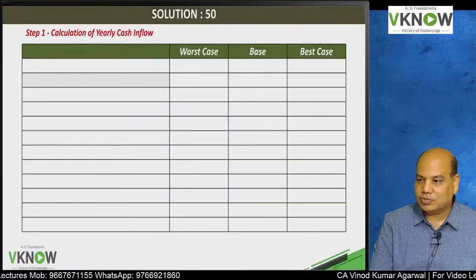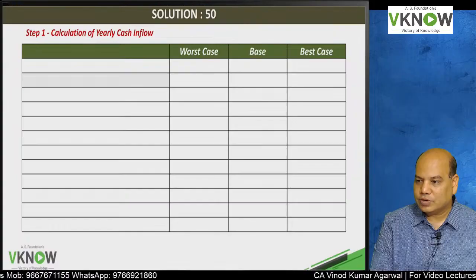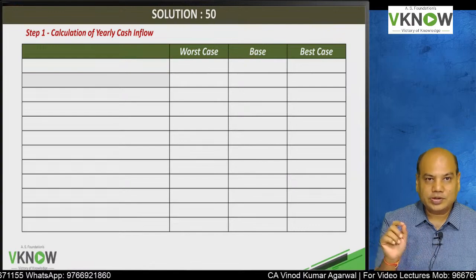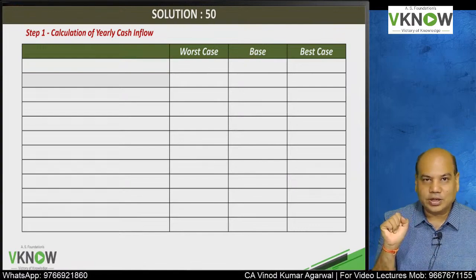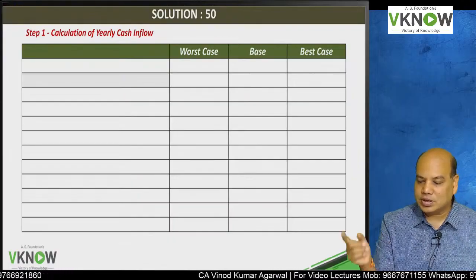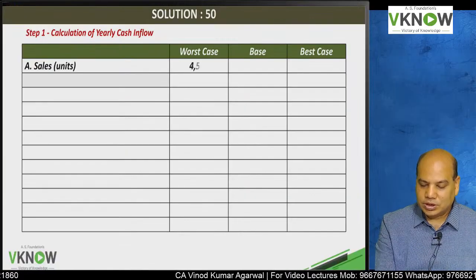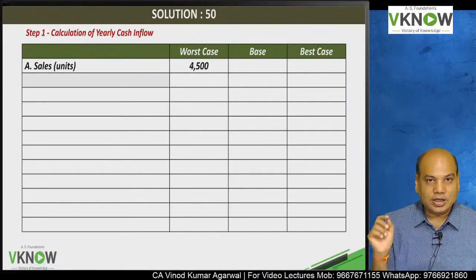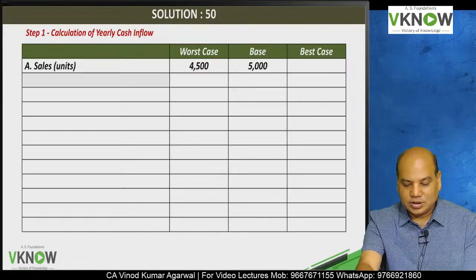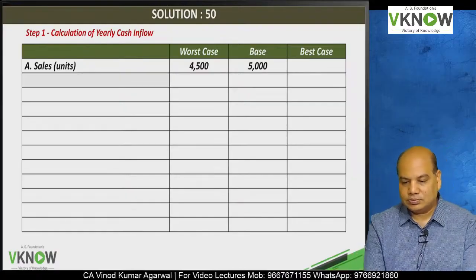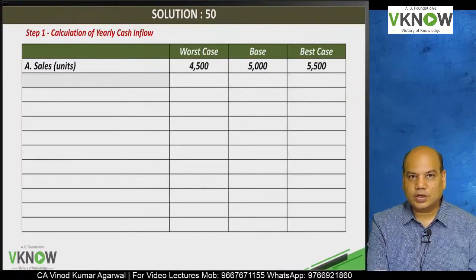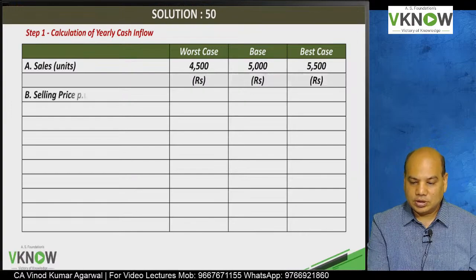Okay, now write down step 1: calculation of yearly cash inflow. Little fast. The question is very easy. Only once you identify the numbers you have to take, then my job is easy. Three columns on the right side: worst case, base case, best case. Sales unit: in worst case I will take the lowest quantity that can be sold, 4500. In base case we will take 5000. In best case we will take 5500. Then these are in quantity.